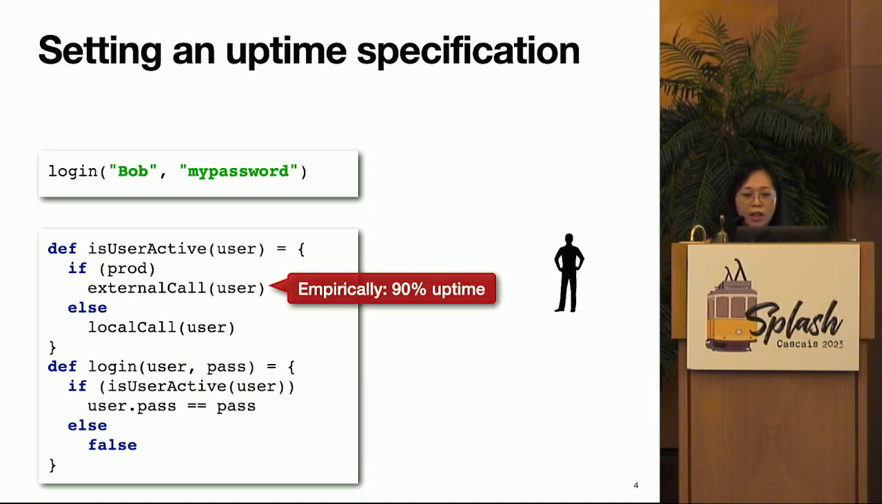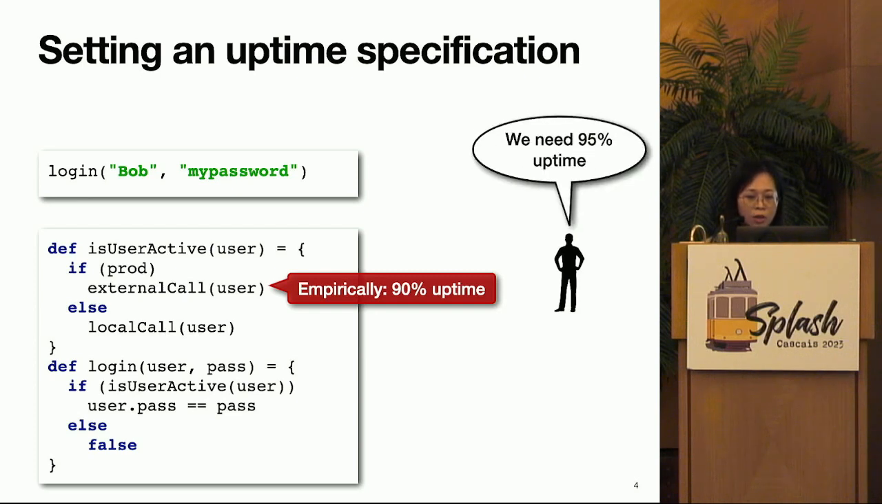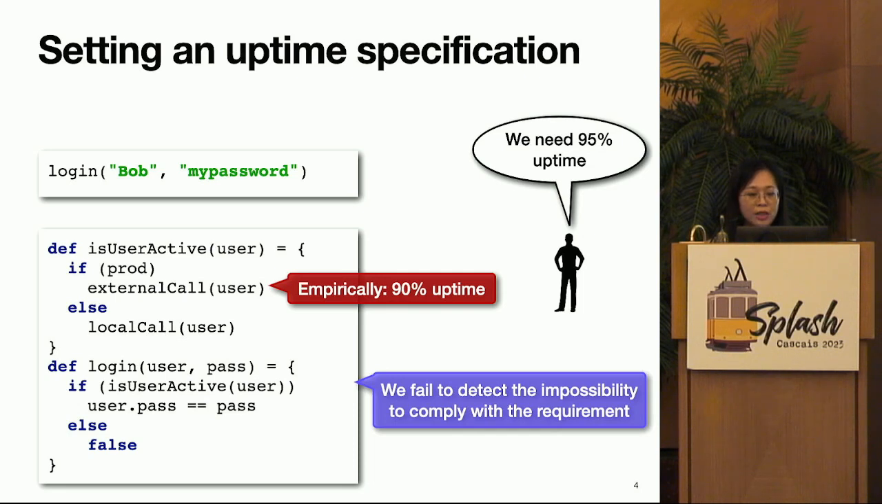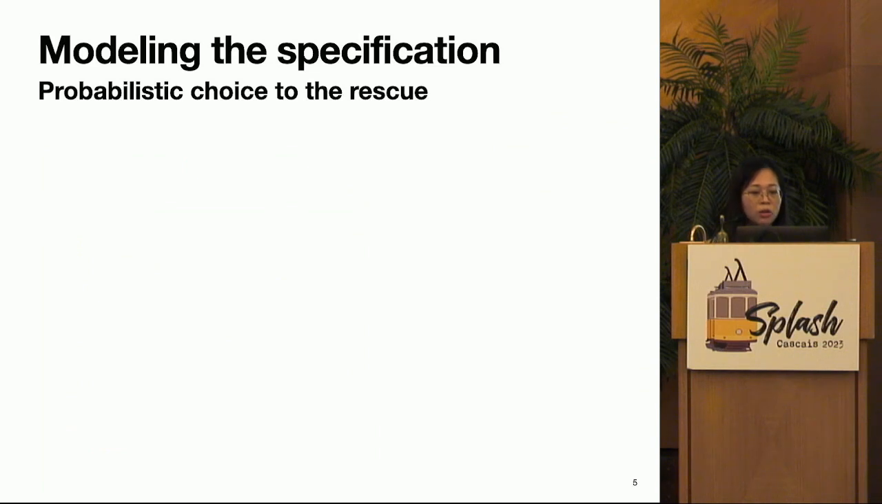Empirically, you can check that the web service has a 90% uptime. And your boss tells you that you have to have 95% uptime. If he asks that and you don't do anything, you just run with this program and you just put this in production mode, you are going to fail to detect the impossibility to comply with the requirement because you don't do anything. So to model this specification, you can use probabilistic choice M plus_p N.